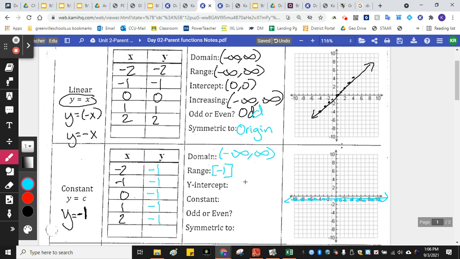Where do you cross the y-axis? 0, -1. I'm going to put C because no matter if this was like 2, then it'd be 2. If it was 5, then it'd be 5. So -1's not wrong for this specific graph, but if you look back on it, I want you to know it's whatever number your equation is.